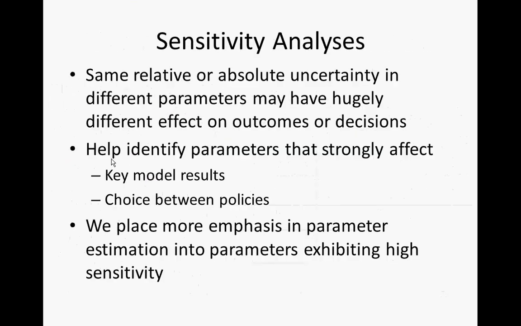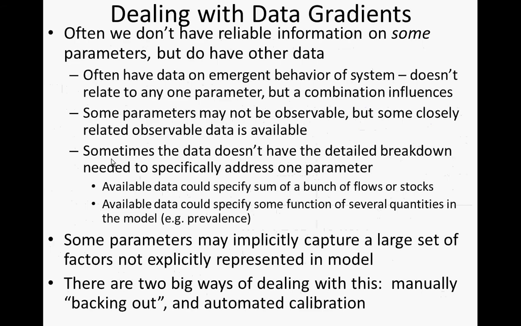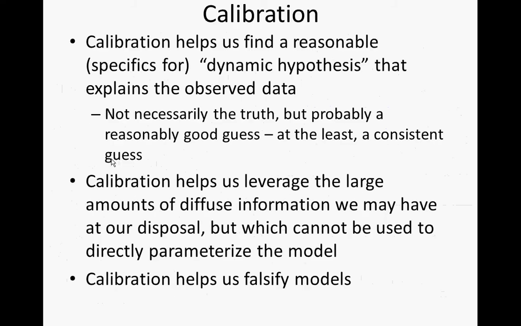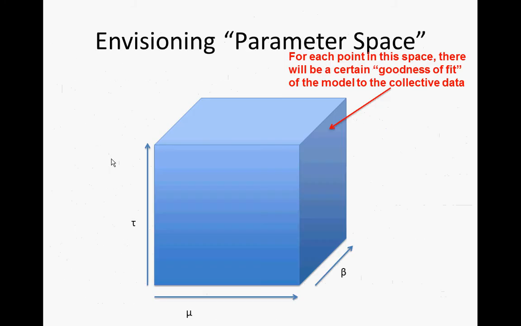Calibration is just one way of dealing with what I call data gradients. We often do things called backing out, which is to analytically derive an answer, but fundamentally we're trying to calibrate here from diverse data sources, as I've noted, and we're basically finding sets of points in a multidimensional parameter space. Sometimes this space may include dozens of dimensions even, where the emergent behavior of the model best matches what data we have from the external world.